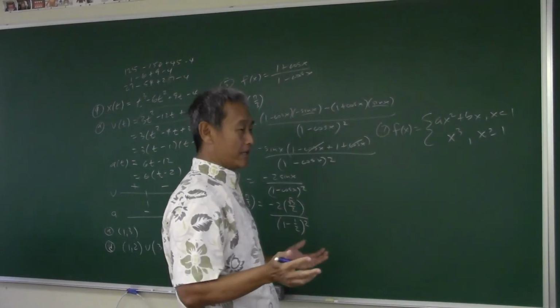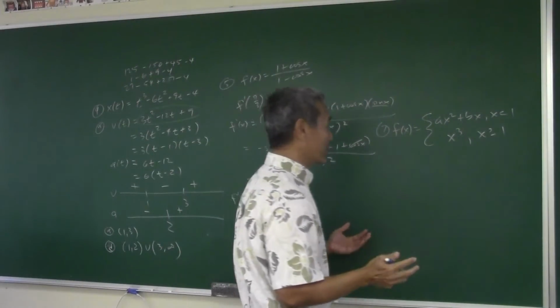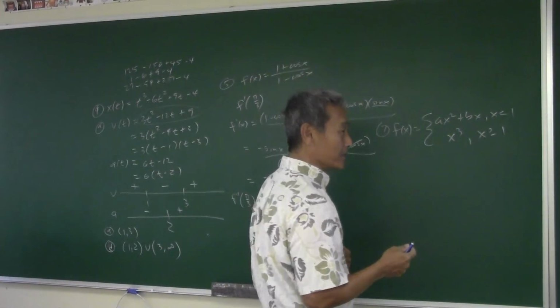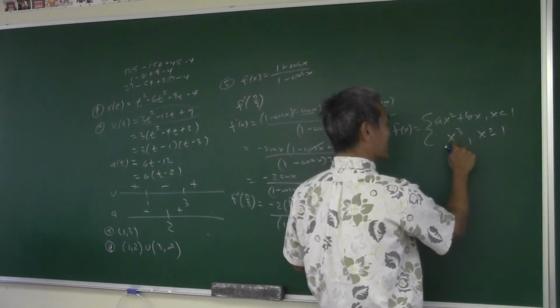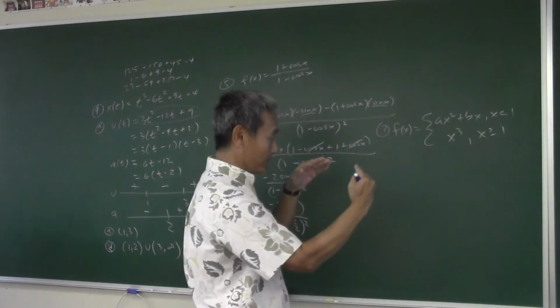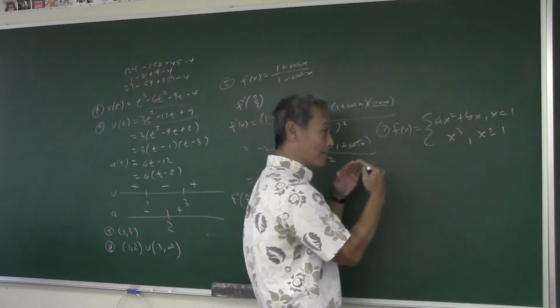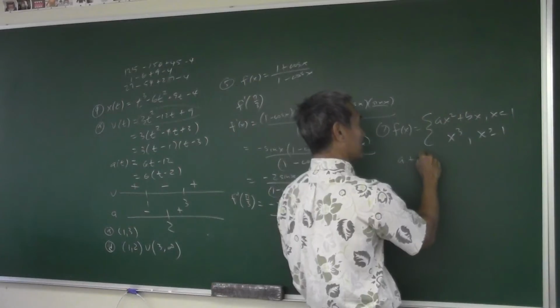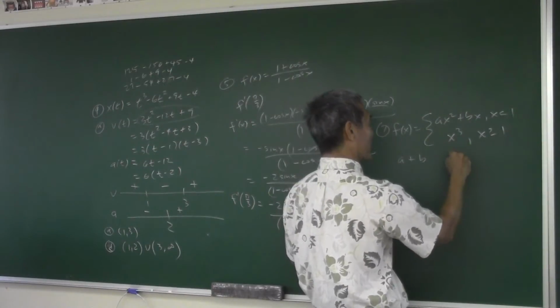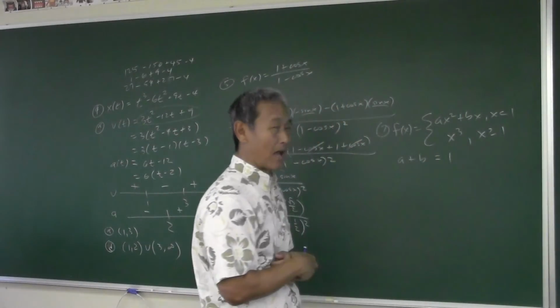Now, we already did continuous the last 2 chapters, right? How do you make sure this function is continuous at x equal 1? Well, if you plug in 1 into this piece and 1 into this piece, you have to have the same value so that the 2 pieces actually meet and become continuous. So plug in 1 here, you get a plus b. Plug in 1 here, you get 1. So a plus b has to equal 1.